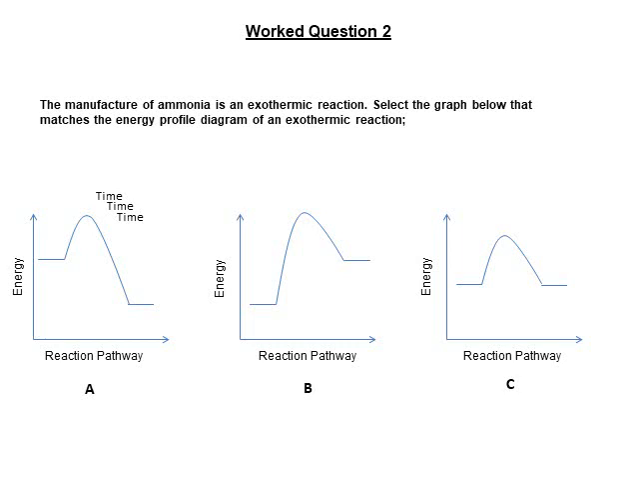Once again, pause if you want a quick go through this or have a look at this. Now, the manufacture of ammonia is an exothermic reaction. Select the graph below that matches the energy profile diagram of an exothermic reaction. Well, as we know, the reactants will be higher than the products in energy because the overall delta H will be negative. So the answer is A.